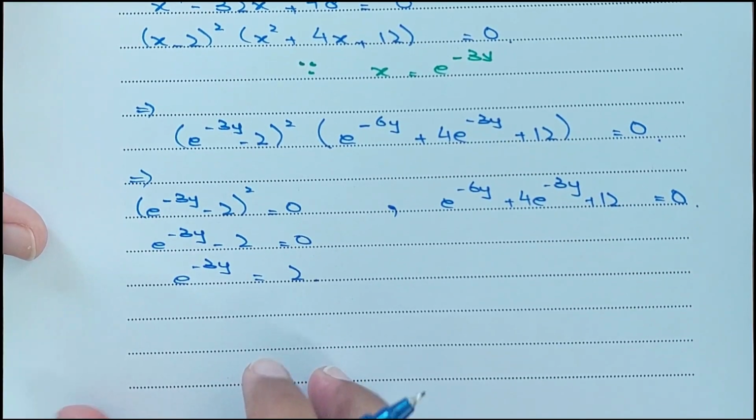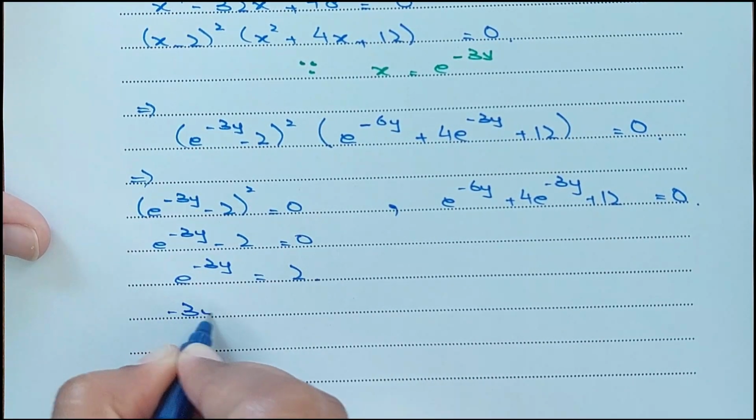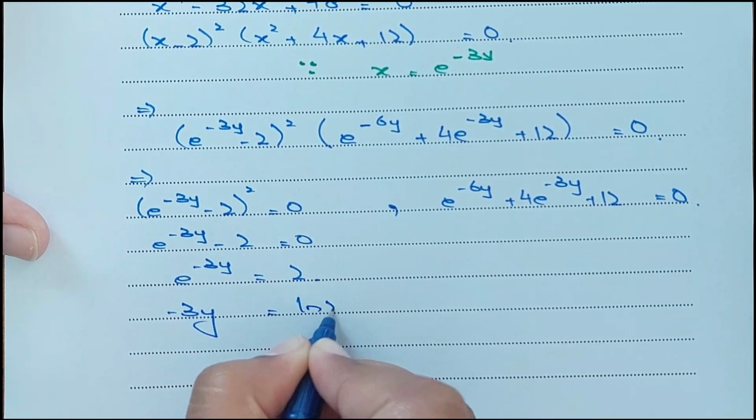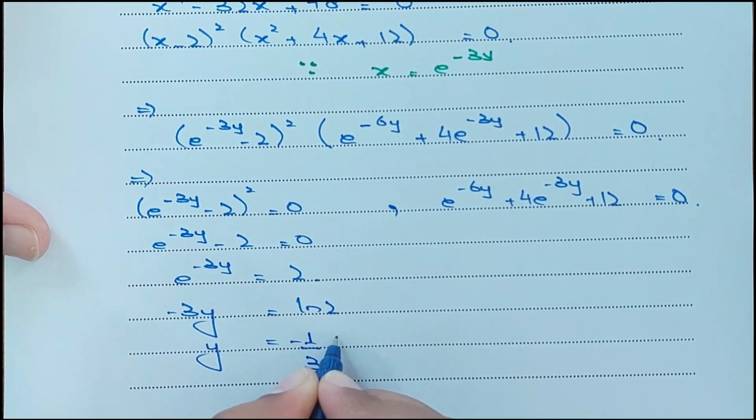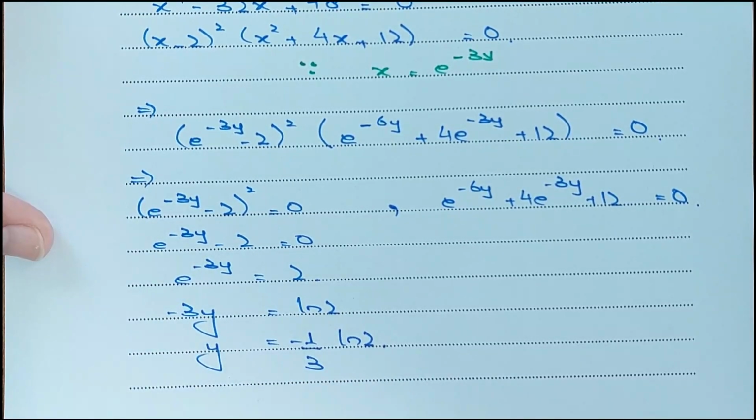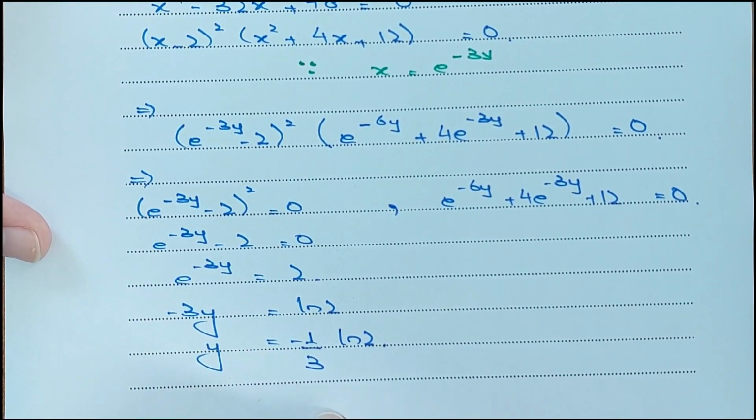Taking ln on both sides, so minus 3y equals ln of 2 and y equals minus 1 by 3 ln 2. Right, this is the exact value of y. Now let me solve for y from here.